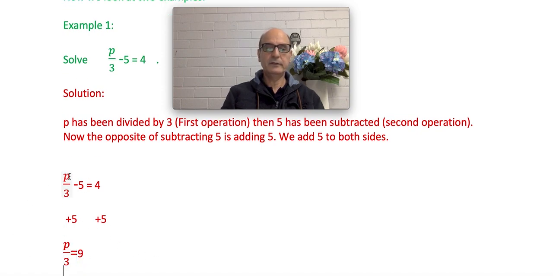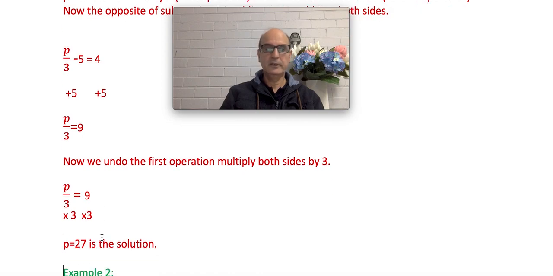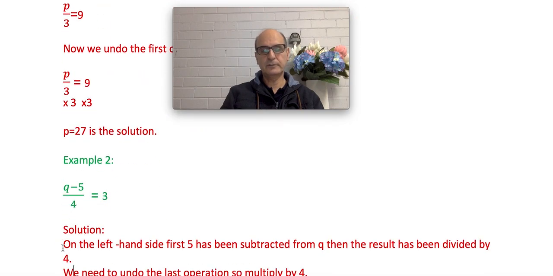Then you end up with just p on 3 equal to 4 plus 5 is 9. Now what has happened to p here? It has been divided by 3. Undo it by timesing it by 3. So times by 3 and times the other side also by 3. You get 27. 9 times 3 is 27. And that divided by 3 and times by 3, they cancel out. You end up with p. So p equal to 27 is your solution.